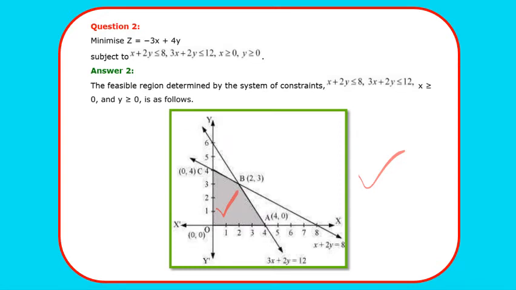So in the figure you can see we have 1, 2, 3, 4 corner points. O, that is 0, 0, A, that is 4, 0, B, that is 2, 3, and C, that is 0, 4.